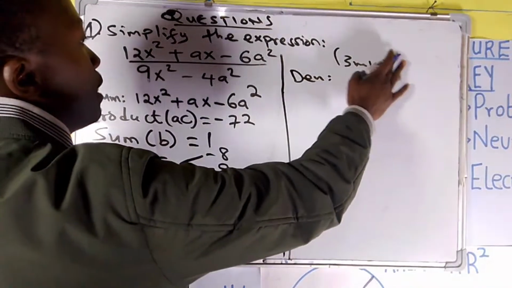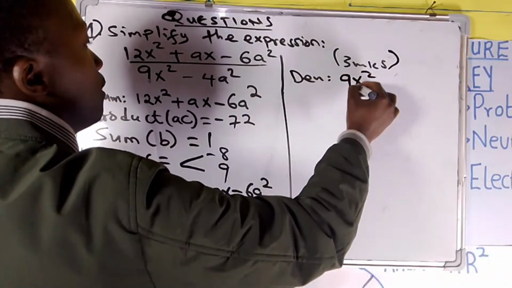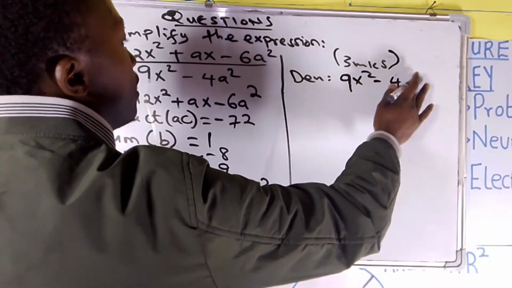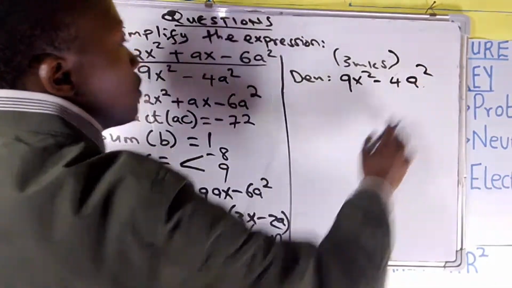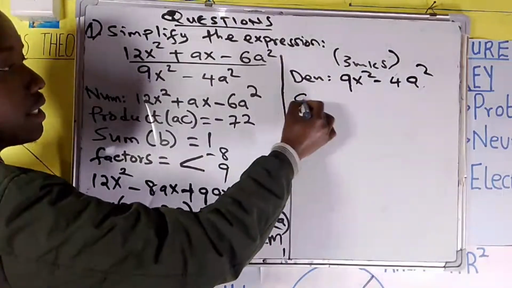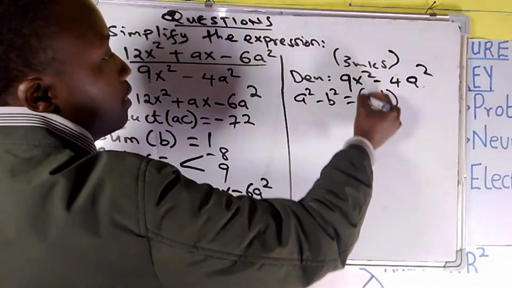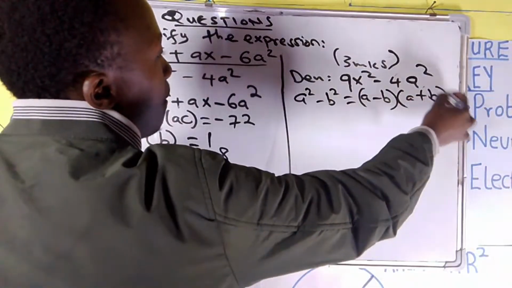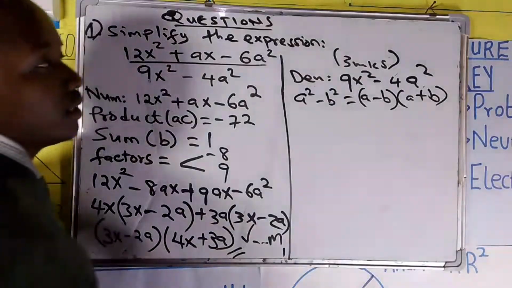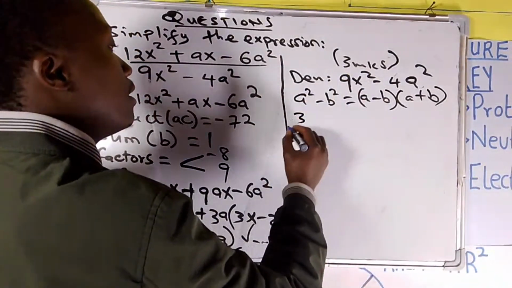So our denominator is equivalent to 9x squared minus 4a squared. So in this scenario, we said for difference of two squares, a squared minus b squared should be equal to a minus b, a plus b. So once we have that, the square root of 9 is 3.